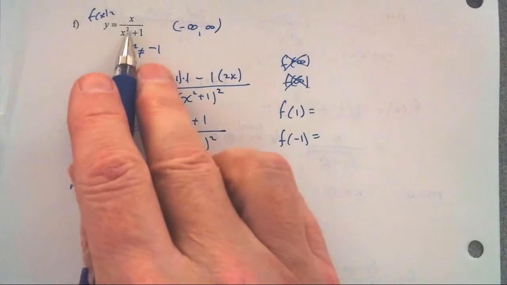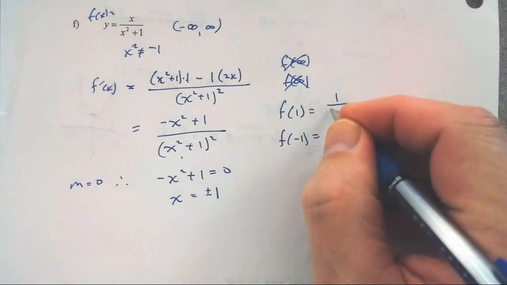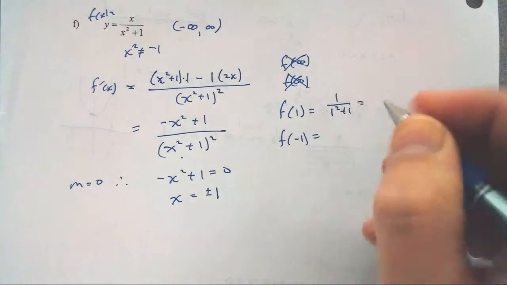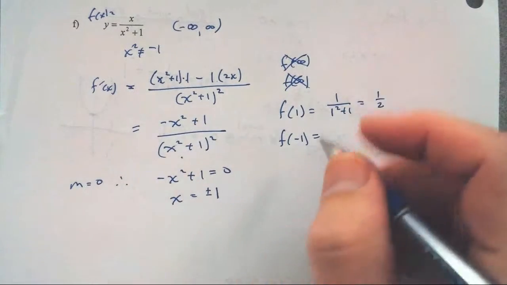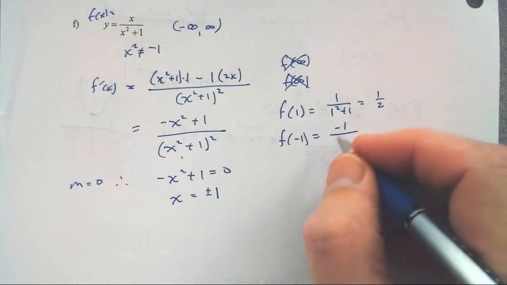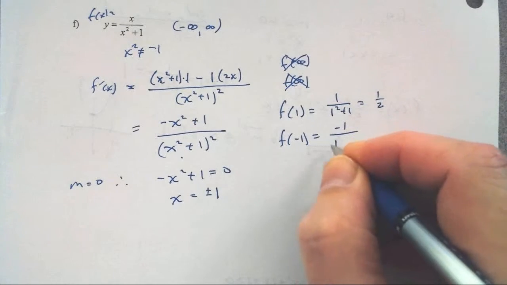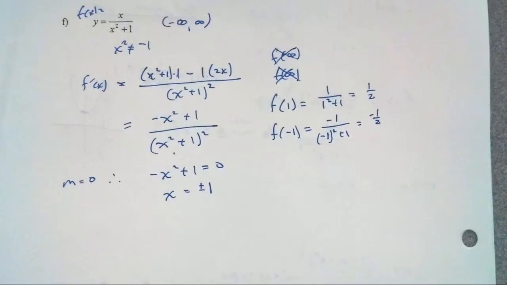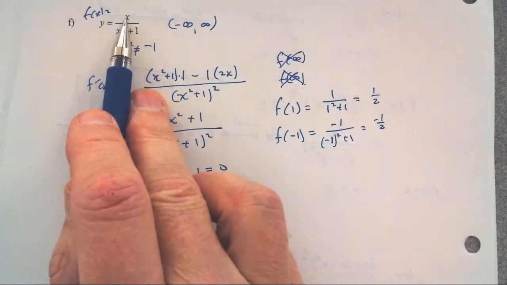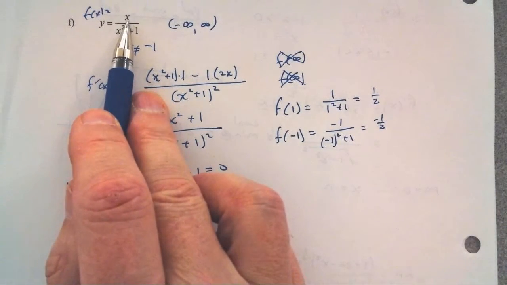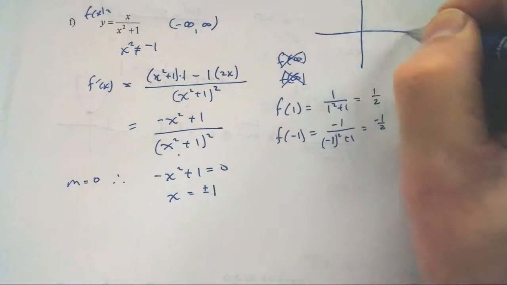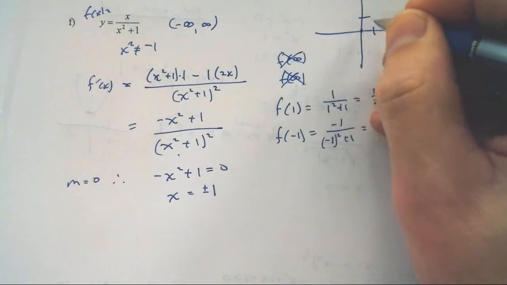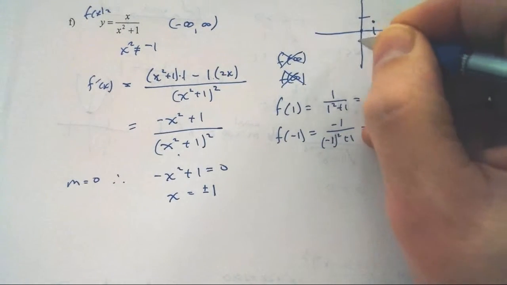So when I put in 1, I get 1 on 1 squared plus 1. I get 1/2. When I put in negative 1, I get negative 1 on negative 1 squared plus 1. I get negative 1/2. I notice if I put in 0, I get 0. 0 gives me 0 on 1. I'm going to go to a quick graph of this. So I've got these points.